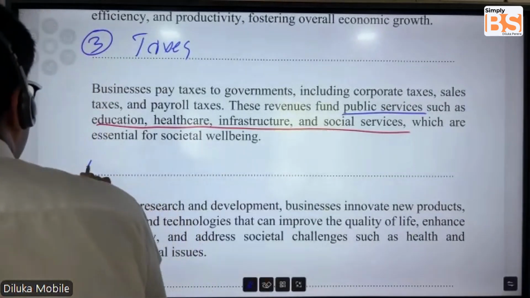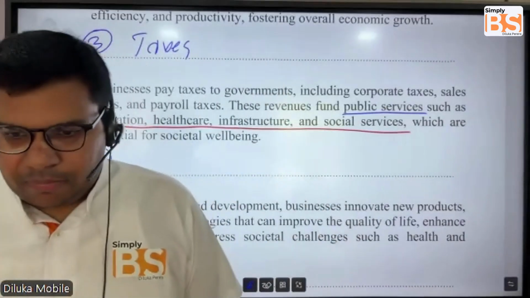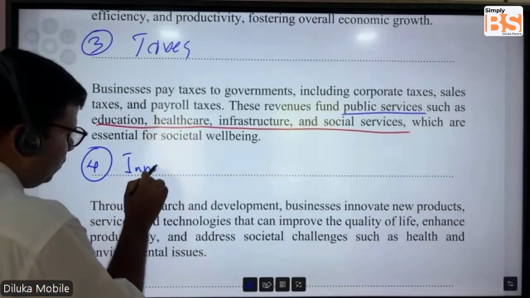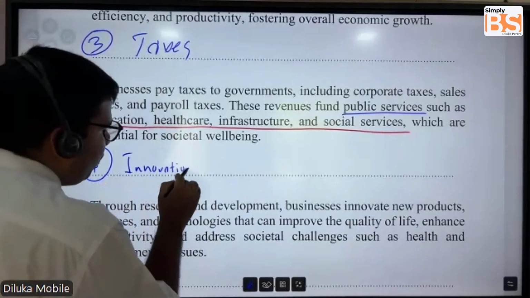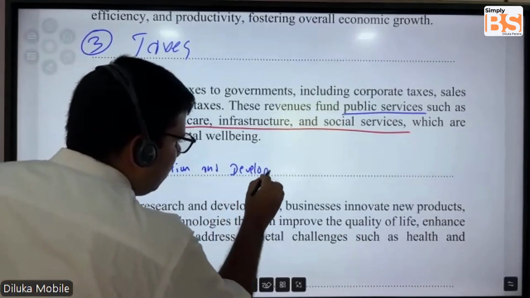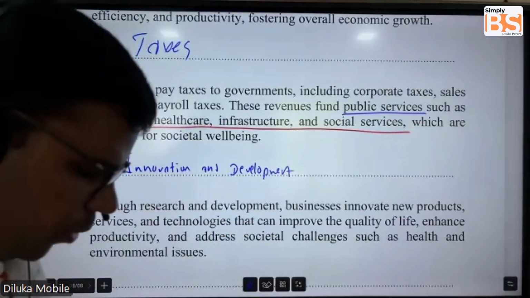Fourth point. What is the fourth point? Innovation and development, right? Okay, what do you mean by this?